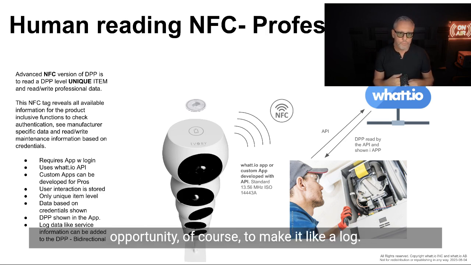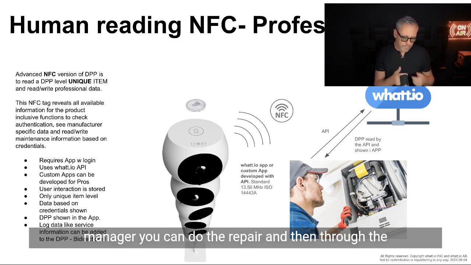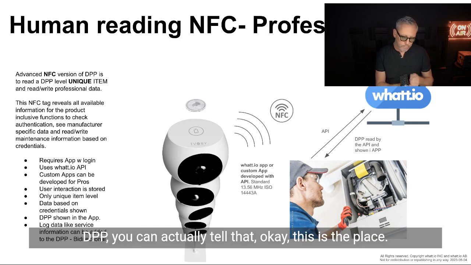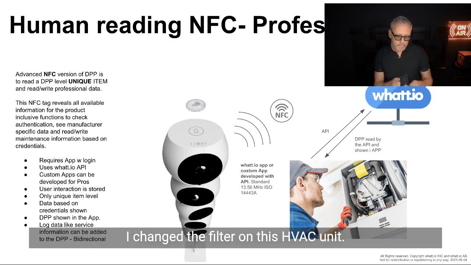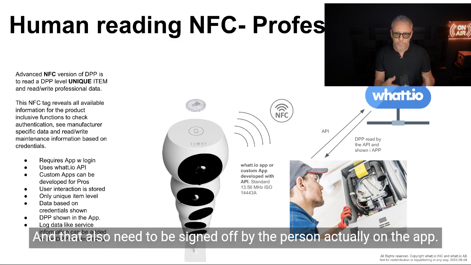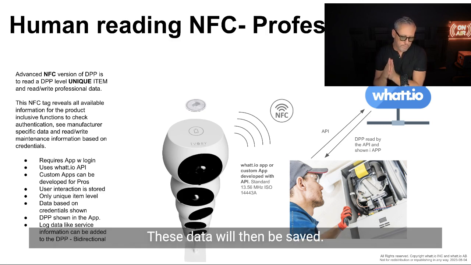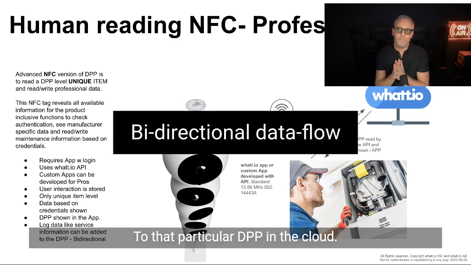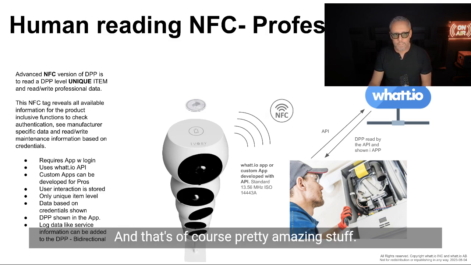There is also opportunity, of course, to make it like a log. So if you do repair as a professional service manager, you can do the repair, and then through the DPP, you can actually tell that, okay, this is the place, this is the date, I changed the filter on this HVAC unit, and that also needs to be signed off by the person actually on the app. That's why you need to be registered. This data will then be saved to that particular DPP in the cloud. So you have like a bi-directional item you can do. And that's, of course, pretty amazing stuff if you think about maintenance of products in buildings and things like that.